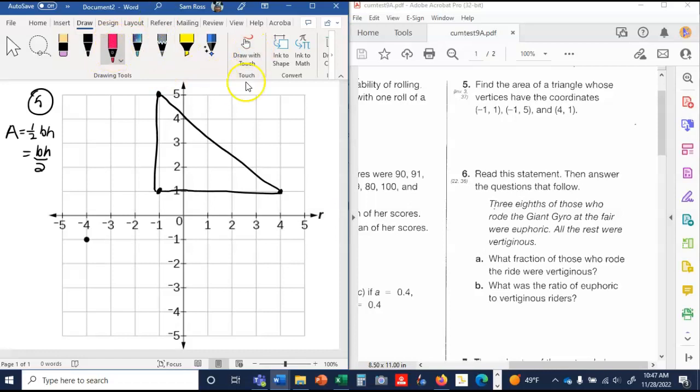Okay. So now I need my base and my height. So my base is 1, 2, 3, 4, 5. And my height is 1, 2, 3, 4. So now I can plug those in. 5 times 4 over 2. Always divide by 2. 20 over 2, which gives me 10 as my answer.